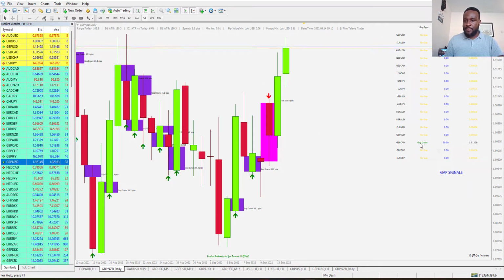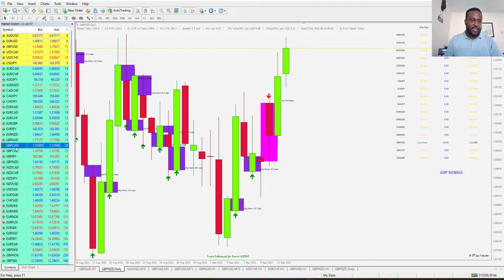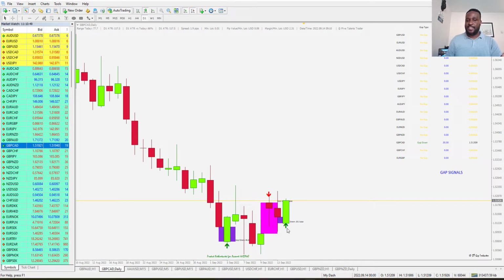In fact, from yesterday night, we had a 20 pip gap with GBP CAD. So if I find GBP CAD and let's see, you can see that last night when this opened, we had a gap down, and that was a buy opportunity. And you can see from then till now, price has moved about 70 pips. So that would have been an easy trade to have taken.